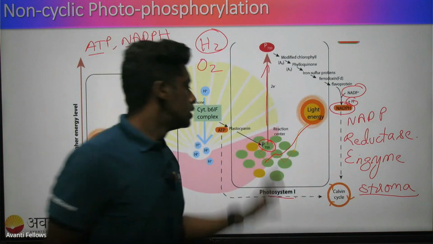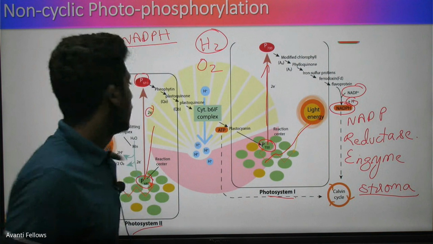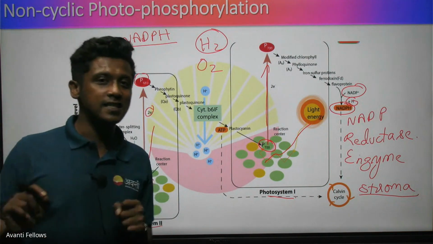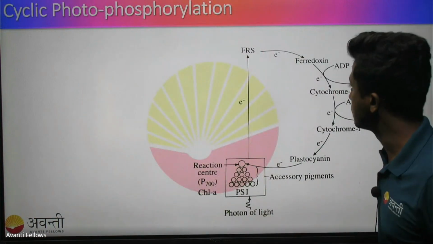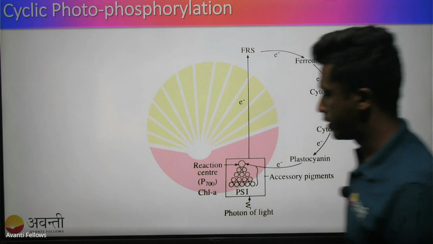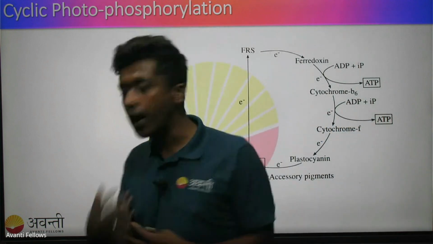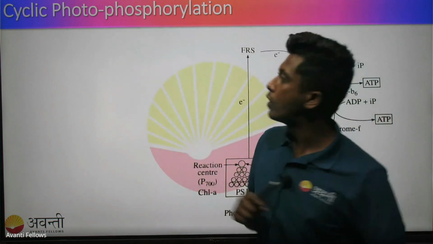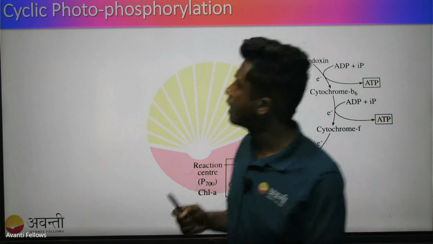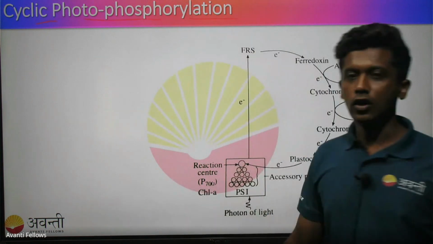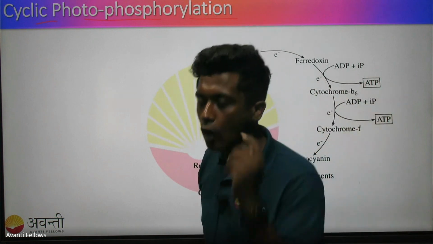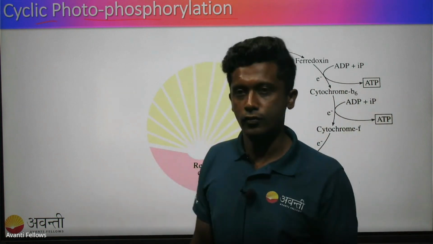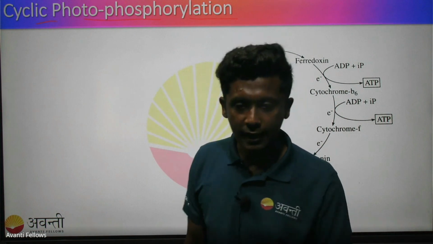Another aspect of our light reaction is how the ATP synthesis takes place. We'll talk about it. Another way in which photophosphorylation happens is cyclic photophosphorylation. I know that it might be a little bit confusing. We just talked about non-cyclic photophosphorylation. Now, what is this cyclic photophosphorylation?